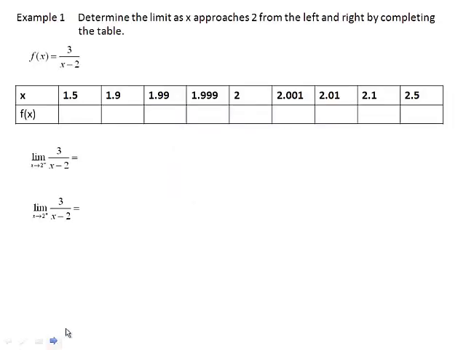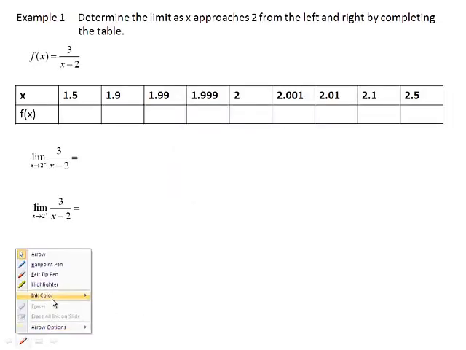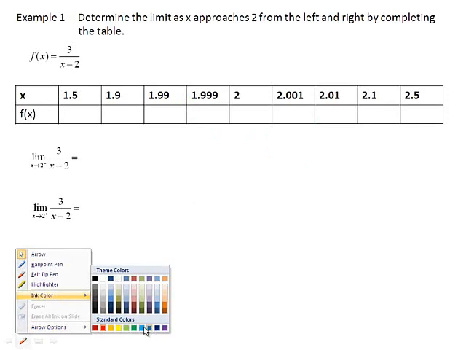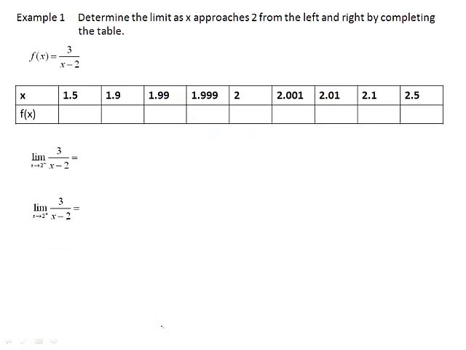Let's talk about this. So go ahead. I'm going to give you a minute to write. Okay, you've got 30 seconds, and I'm going to start.